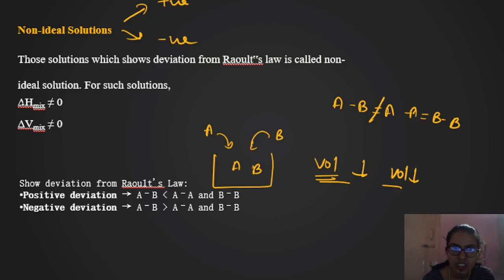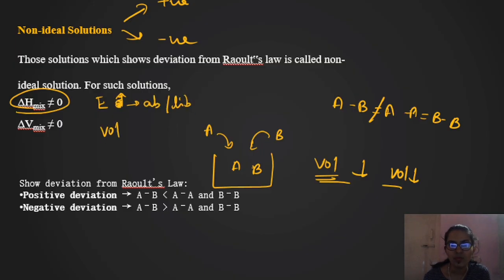So as they have written as a condition, enthalpy is not equal to 0. It means you will see either energy is absorbed or liberated. You will see two conditions. Volume won't be the same. Either volume is going to increase by adding two liquids or decrease by adding two liquids. As I said, Raoult's law shows two types of deviation: one is positive and one is negative.